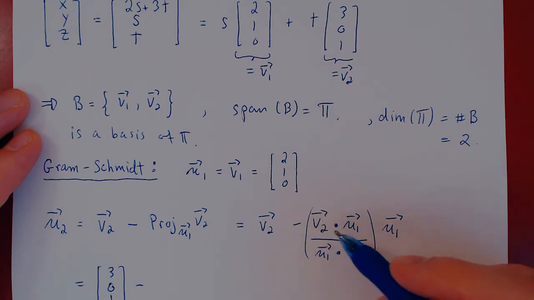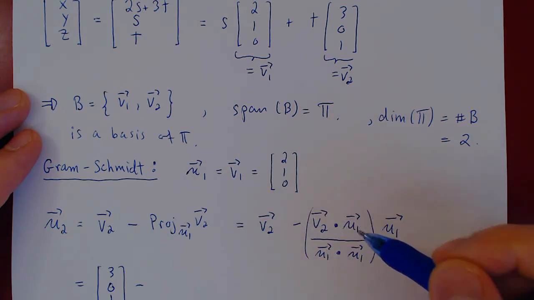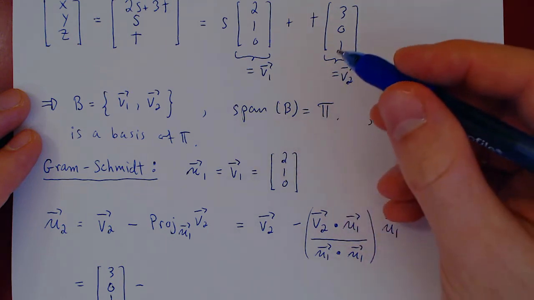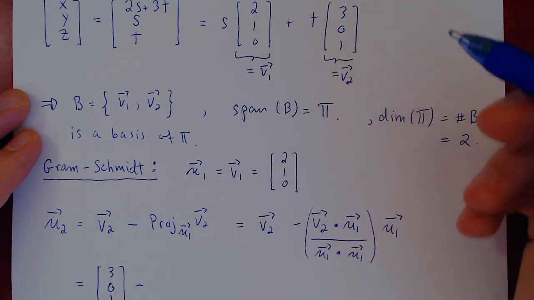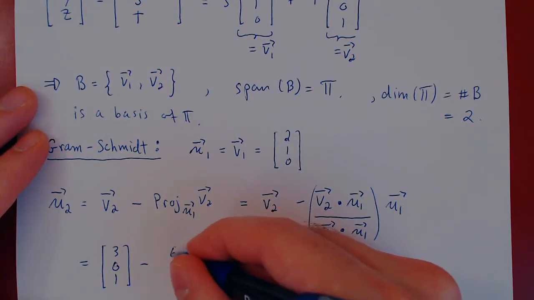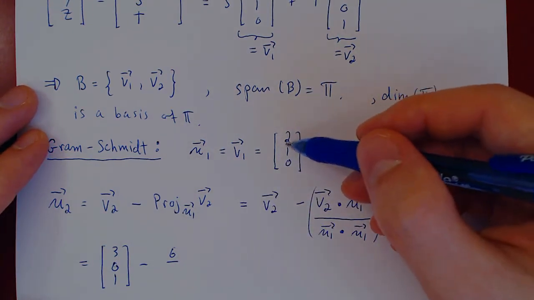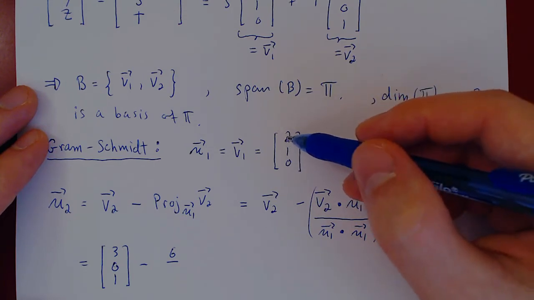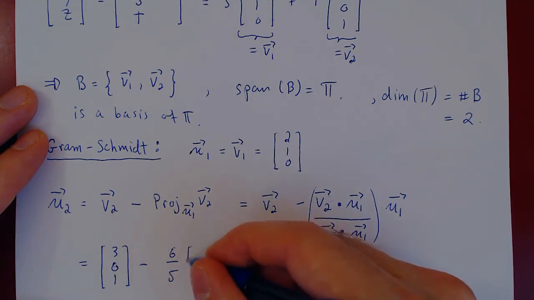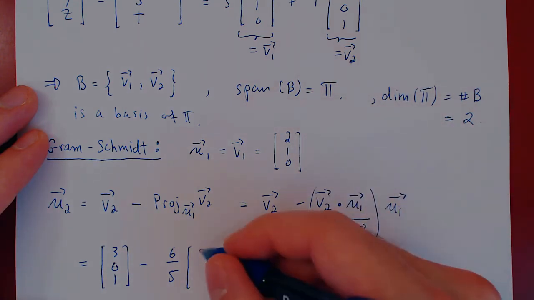So v2 dotted with u1, but u1 is just v1. So let's dot v2 with u1. We'll get 3 times 2, 6, plus 0 times 1 plus 0, plus 1 times 0 is 0, so we'll get simply 6. So v2 dotted with u1 is 6, divided by u1 dot u1. Well, here's u1, and if you dot u1 with u1, you'll get the sum of the entries squared, and you'll get 4 plus 1, 5, times the vector u1, which is 2, 1, 0.